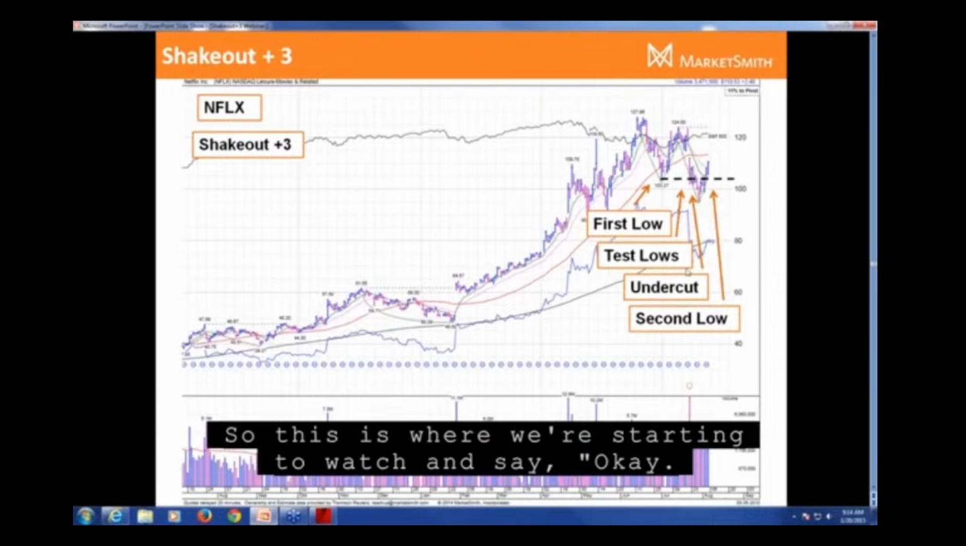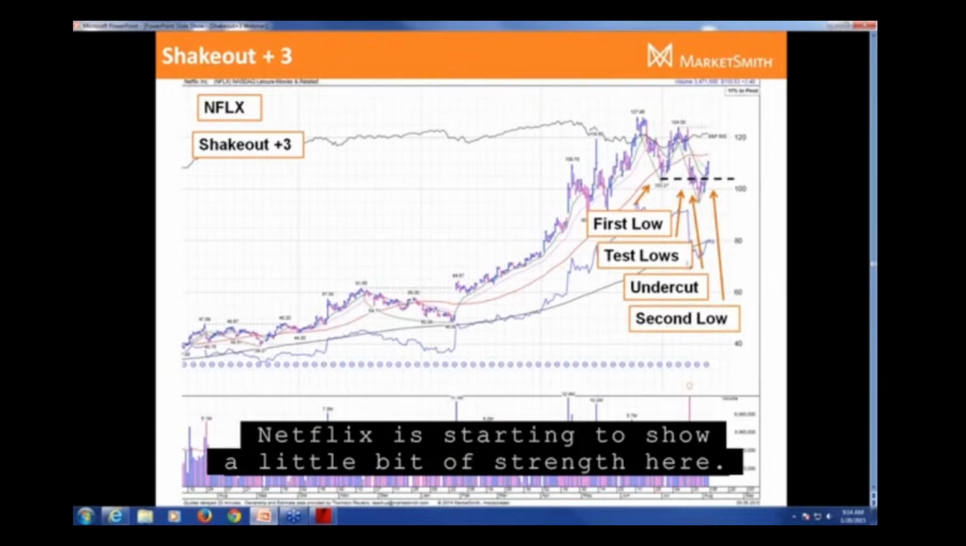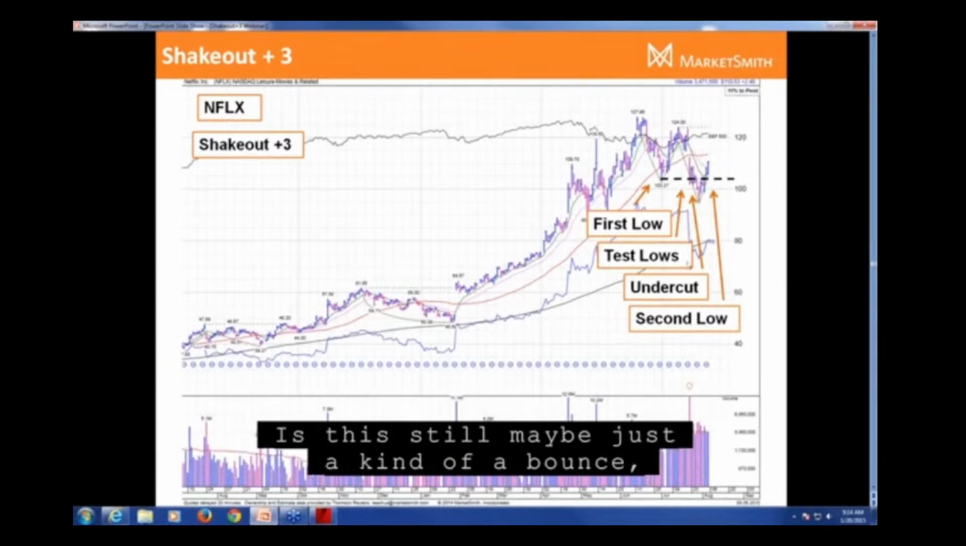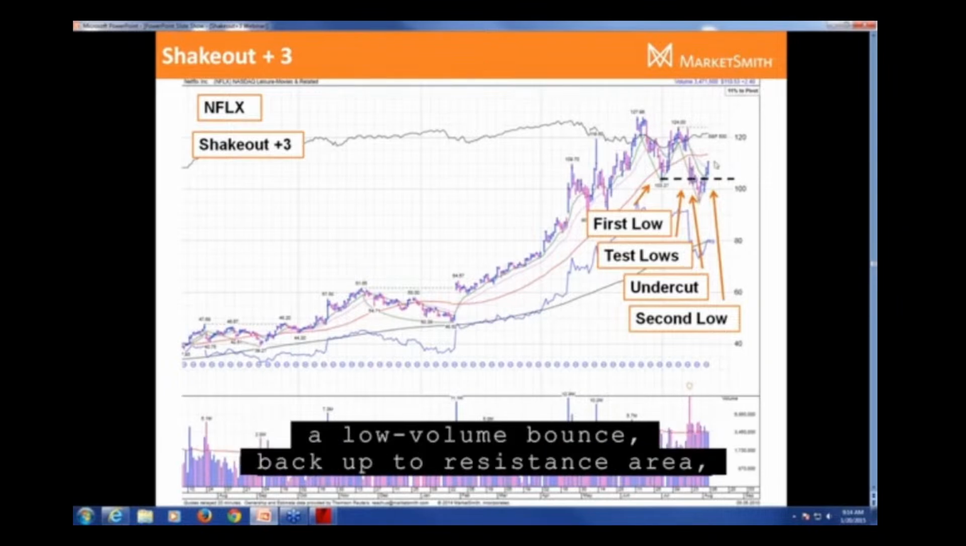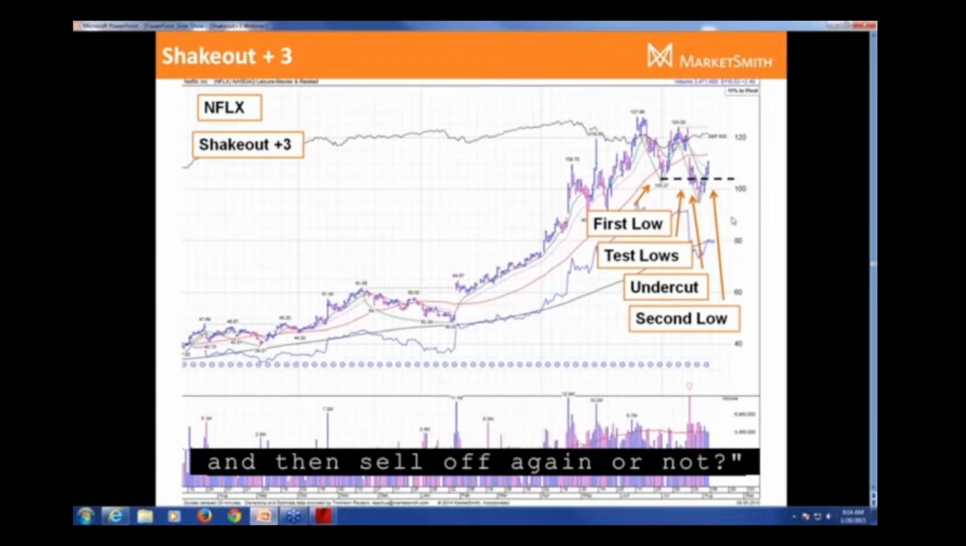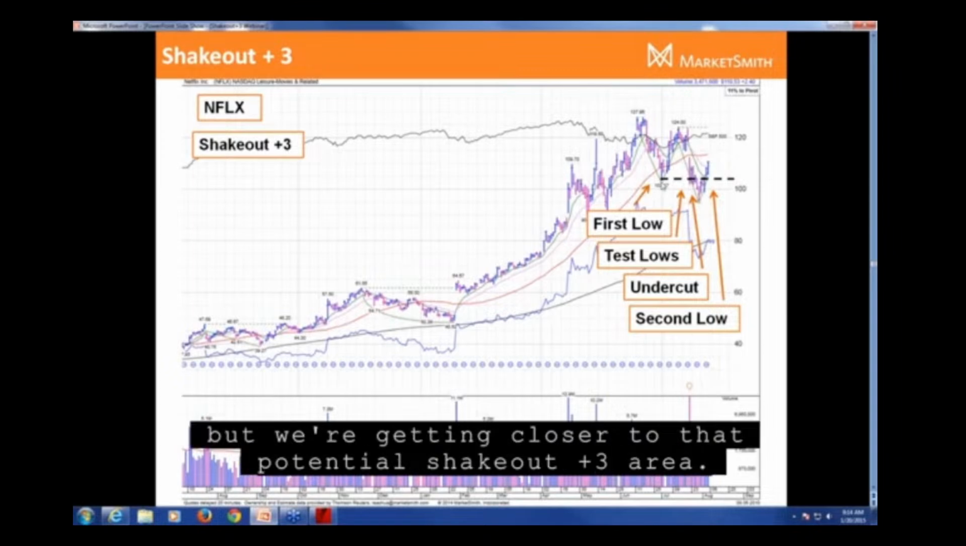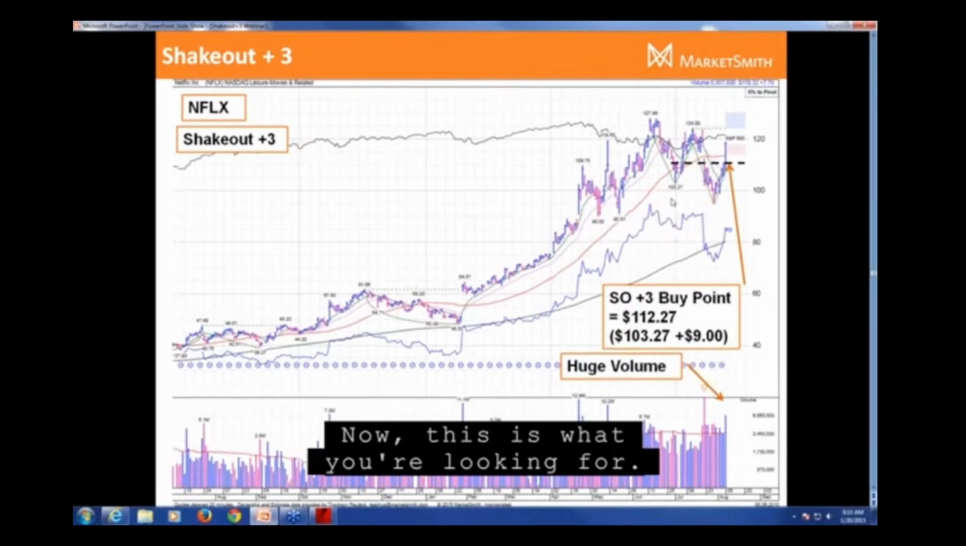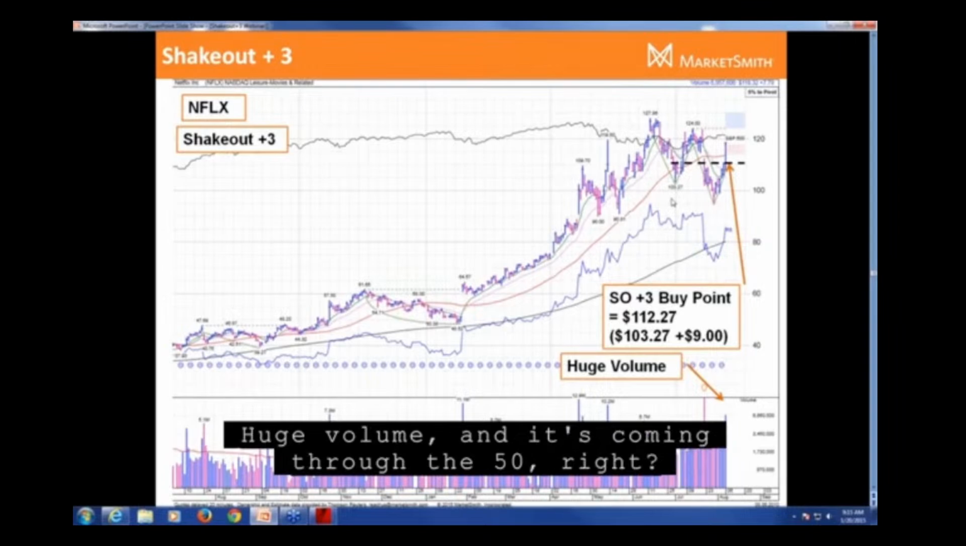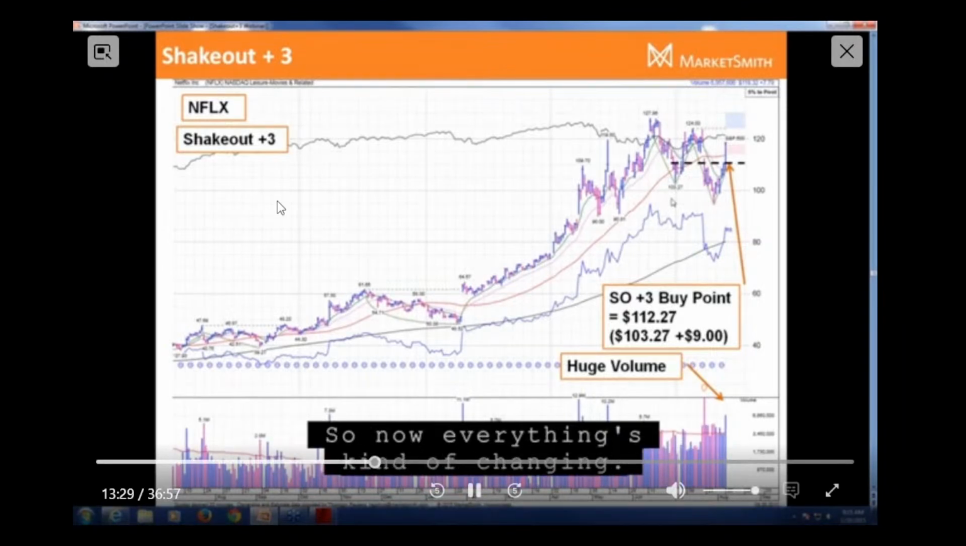So this is where we're starting to watch and say, okay, Netflix is starting to show a little bit of strength here. Is this still maybe just a low volume bounce back up to resistance area and then sell off again, or not? So we haven't gotten that confirmation yet, but we're getting closer to that potential shakeout plus 3 area. Now, this is what you're looking for. Huge volume, and it's coming through the 50, right?